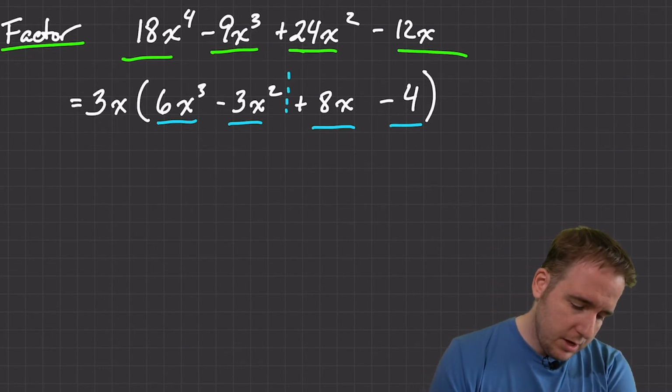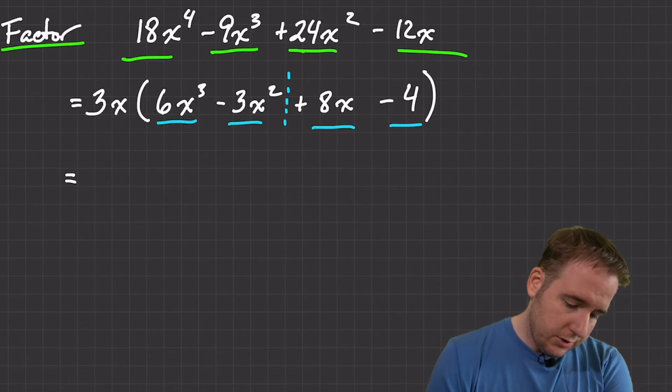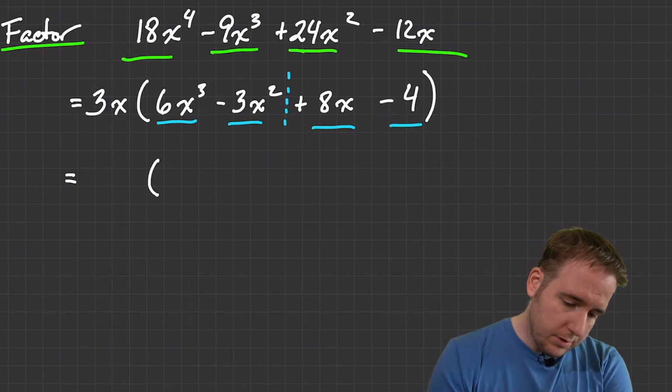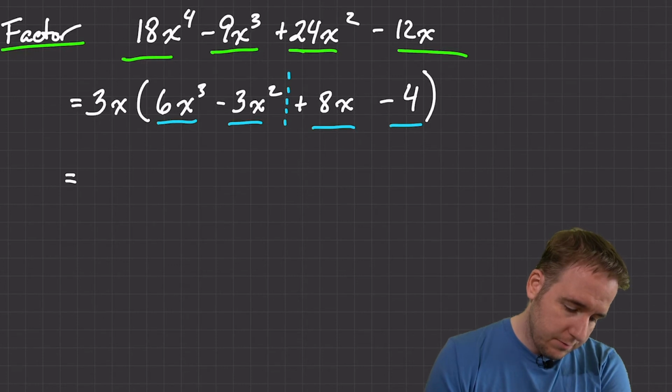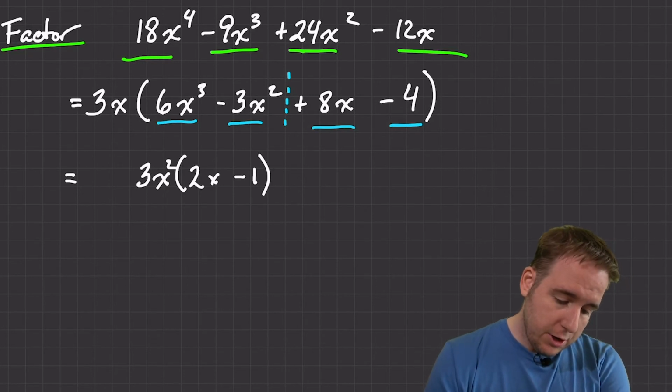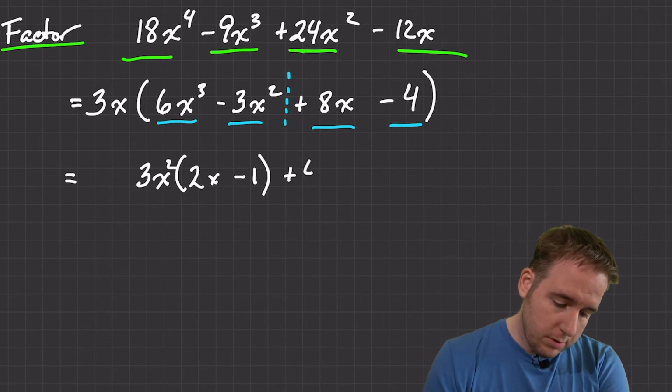So I split down the middle. Let's get the right color going on. So both of these are divisible by 3x. So 3x squared, x minus 1, and both of these are divisible by 4. Oh, yep, this is working.